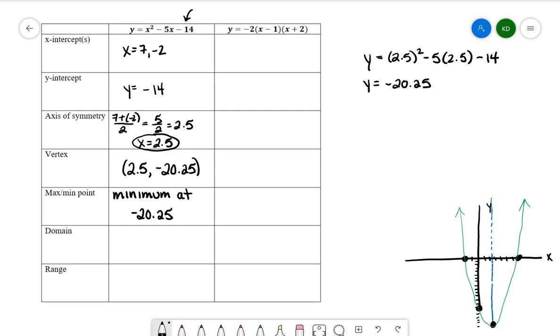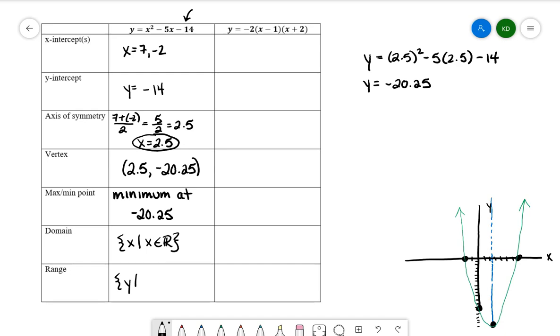Domain and range. For domain on any quadratic function, if you're just graphing it, there's no other restrictions like in word problems. The domain is always going to remain the same. So it's going to be for all values of x such that x is an element of the real numbers. And then for range, what we'll have is for all values of y such that, and here our range will always have some type of restriction because we have a vertex.